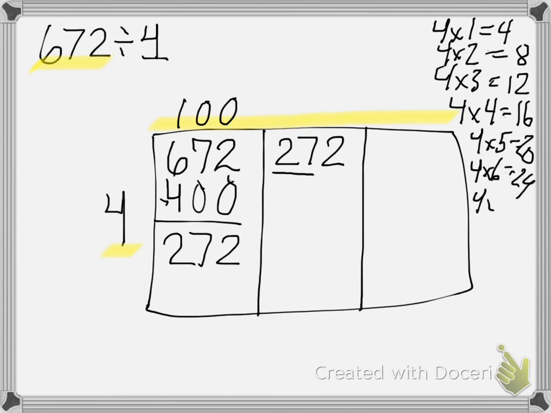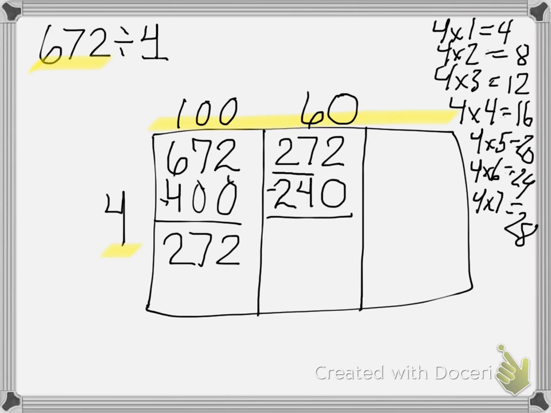And 4 times 7 is 28. Well, that's too many. So it's not 4 times 70. It's going to have to be 4 times 60, the closest I can get without going over, because 6 times 4 is going to give me 24 tens. So I'm going to subtract and see how much is left. So I have 32. Now I'm in the ones place.